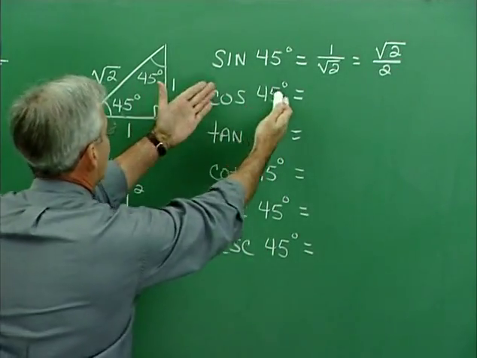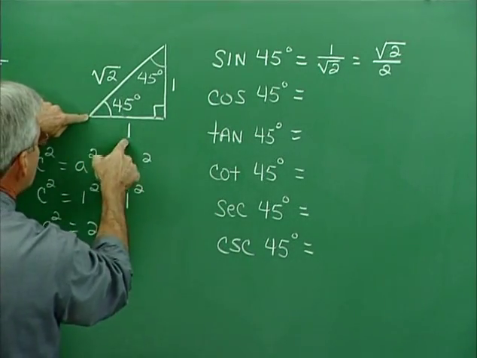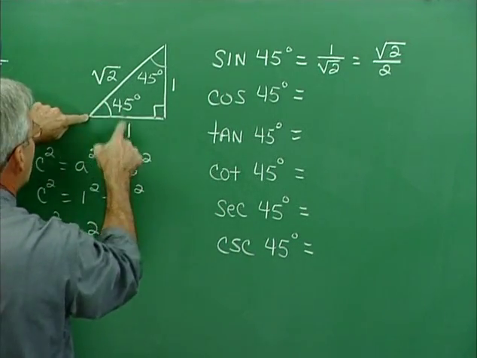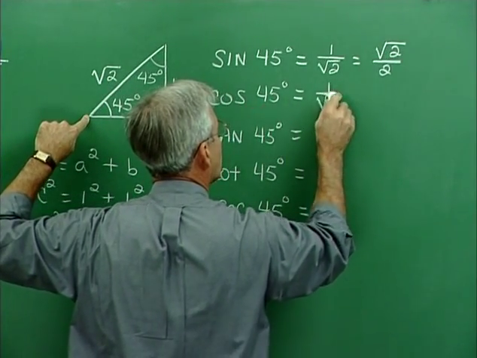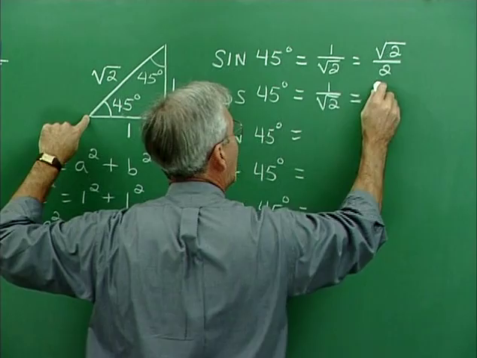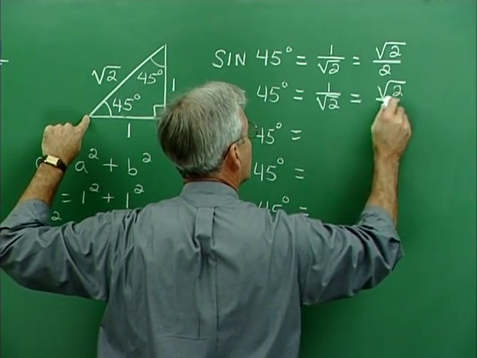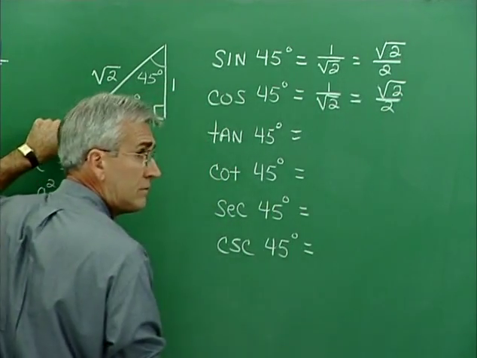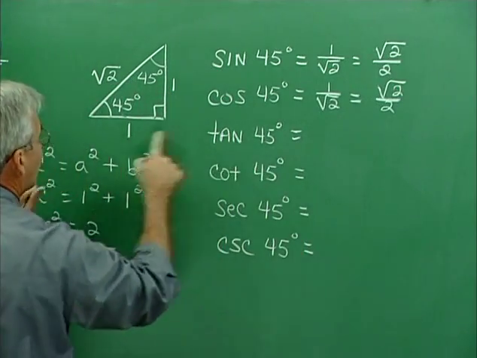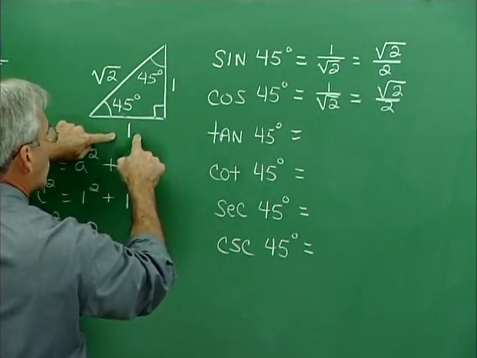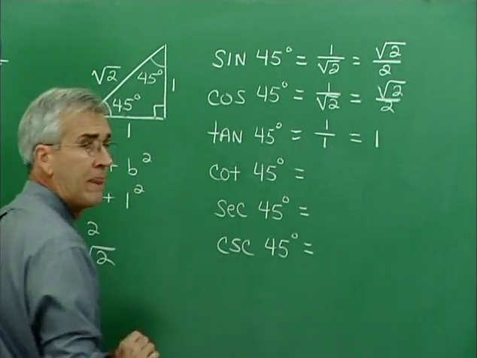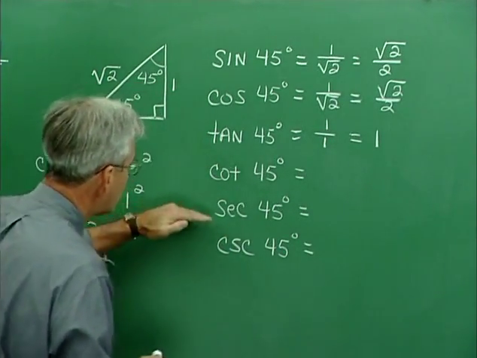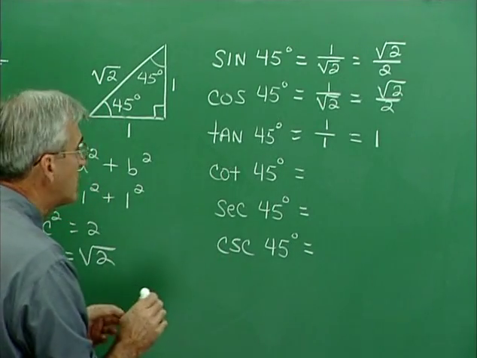All right, the cosine of 45 degrees, well, let's see, it's adjacent over hypotenuse, so it would be 1 over the square root of 2 as well. So 1 over the square root of 2, and it too rationalizes to the square root of 2 over 2. And then tangent 45 degrees is 1 over 1, which is simply 1.